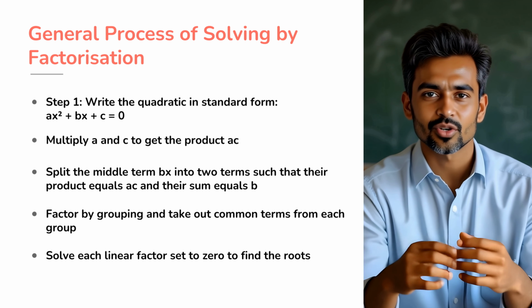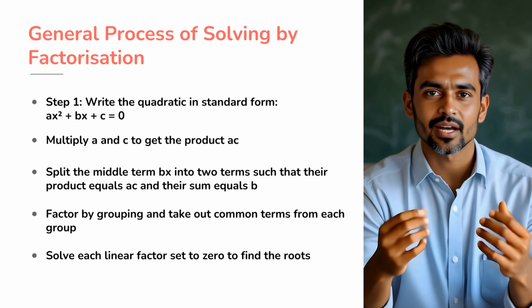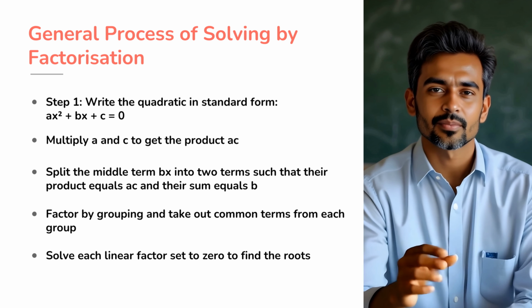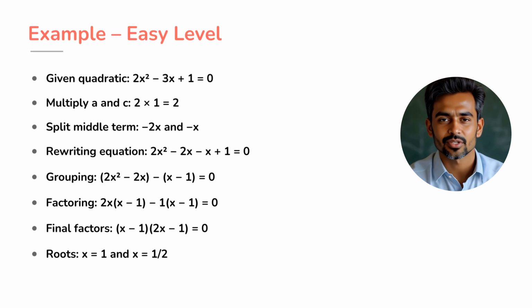This is the method of solving by splitting the middle term, and it's efficient when the numbers allow easy factor pairs. Let's walk through an example together. We are solving 2x squared minus 3x plus 1 equals 0. First, multiply a and c. 2 into 1 equals 2. Now, we need two numbers that multiply to give 2 and add up to minus 3. That's minus 2 and minus 1.